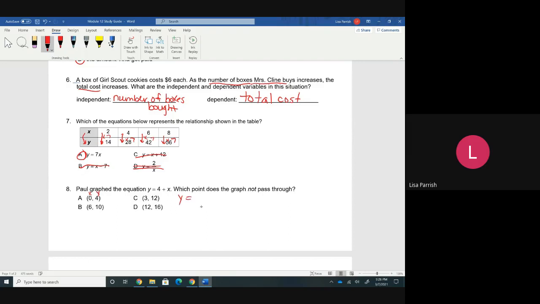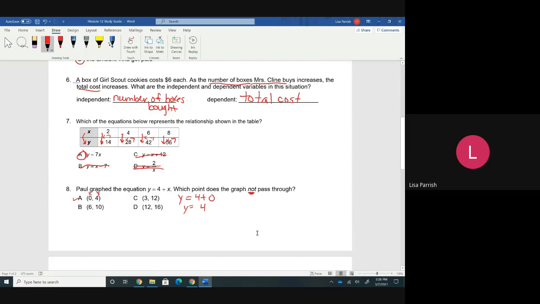All right, so let's take A. Our x value is 0. So if I plug in 0 for x, okay, here's my x. This is 0. So plug 0 in for x. What's 4 plus 0? 4. So that's what we have for y. So that one's correct. Our question says which one does it not pass through? That means which one of these would not have the correct y value.